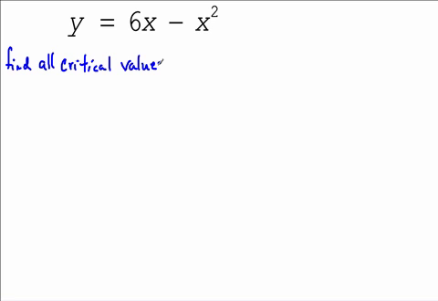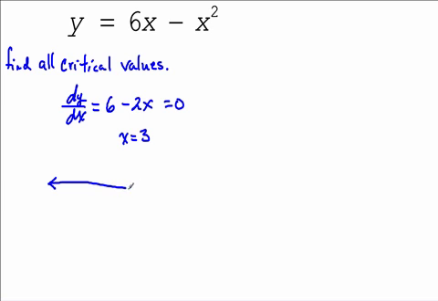Remember that over the past couple days, what we did with finding critical values is take the derivative and set it equal to 0. So dy/dx is equal to 6 minus 2x. Set that equal to 0, and we get x equals 3. And that is the only critical value because there are no places where this one is undefined. So we put that on a number line.